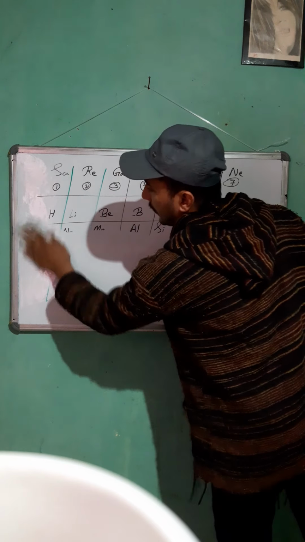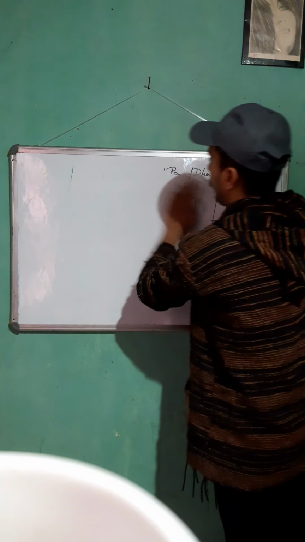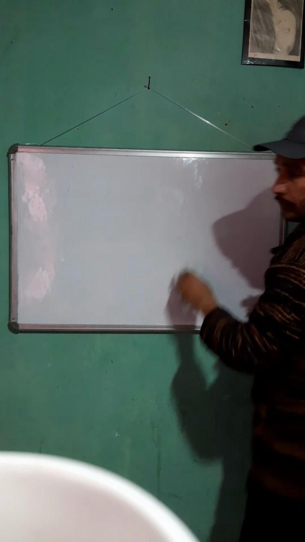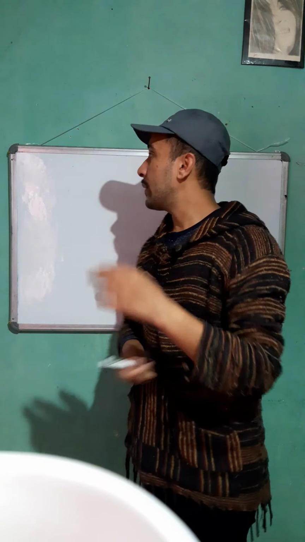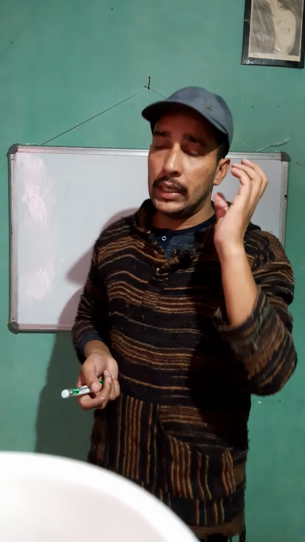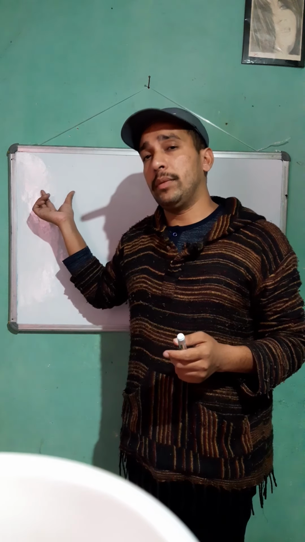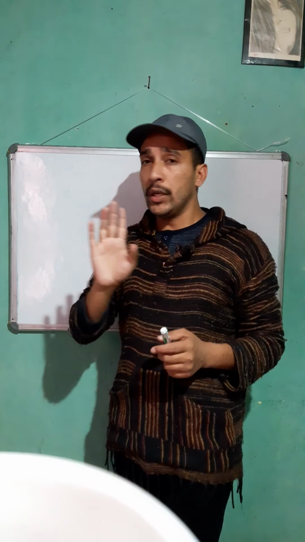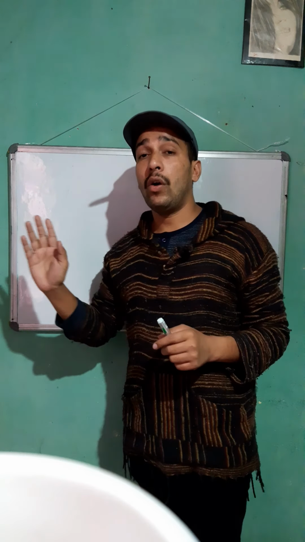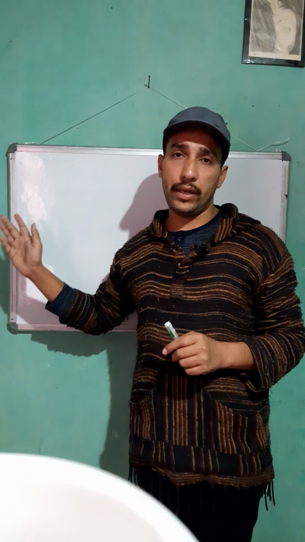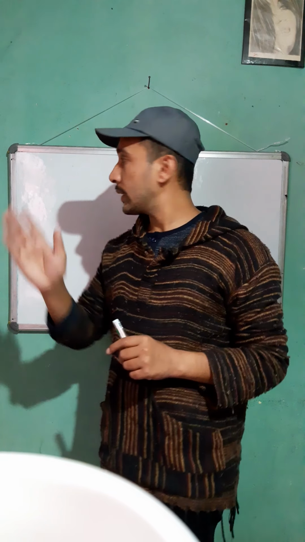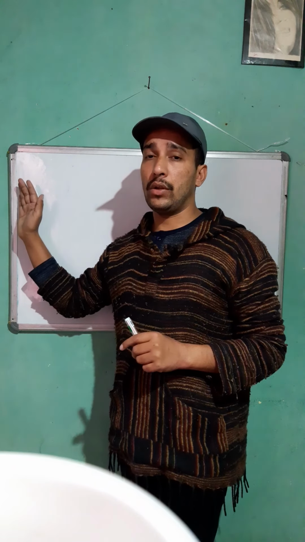Okay, next is demerits. You make the question. Write two merits for Newland's classification of elements, and for the next question, write two demerits of Newland's classification of elements. So the first demerit is, the law could not be applied for heavier elements. Like after calcium, the law could not be applicable.